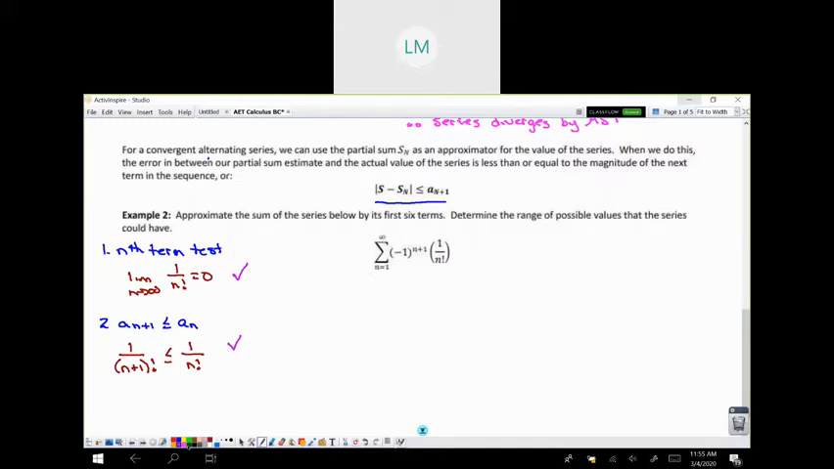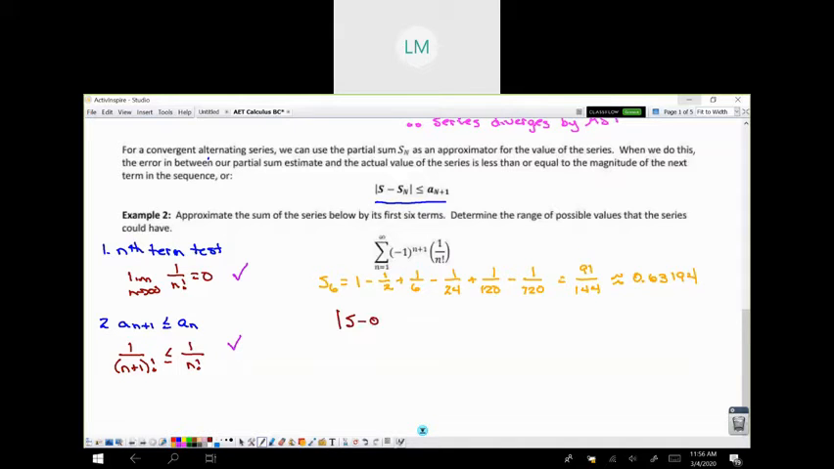So now let's take this to the next step, and let's talk about the sum of our first 6 terms. So s sub 6 is going to be 1 minus 1/2 plus 1/6 minus 1/24 plus 1/120 minus 1/720. We add this up, we have 91 over 144, which is approximately equal to 0.63194.